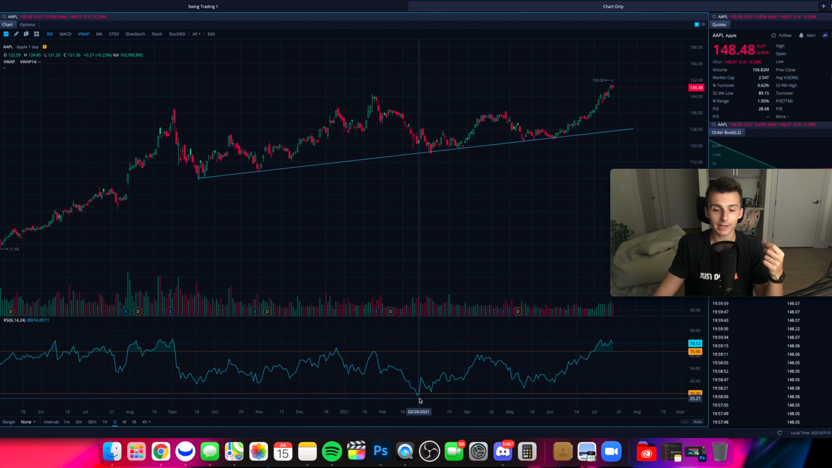Then we see Apple right here briefly going down to oversold territory, which happened, looks like, February 25th or so, 2021. Apple pulls back, hits those oversold levels, and then starts to rebound. And what do we notice? Apple did come down a couple more dollars, but eventually bounced back up, almost got back to overbought, came back down a little bit, put in a higher low, and then grinded its way back on up.